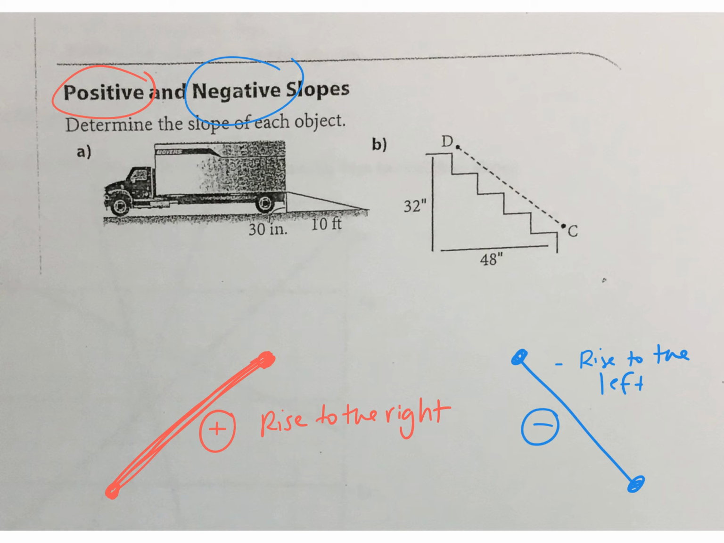So on your quiz, looking at these two objects, we're finding the slope, rise over run. This is the line. Is that positive or negative? This one is going to have a slope that is negative.